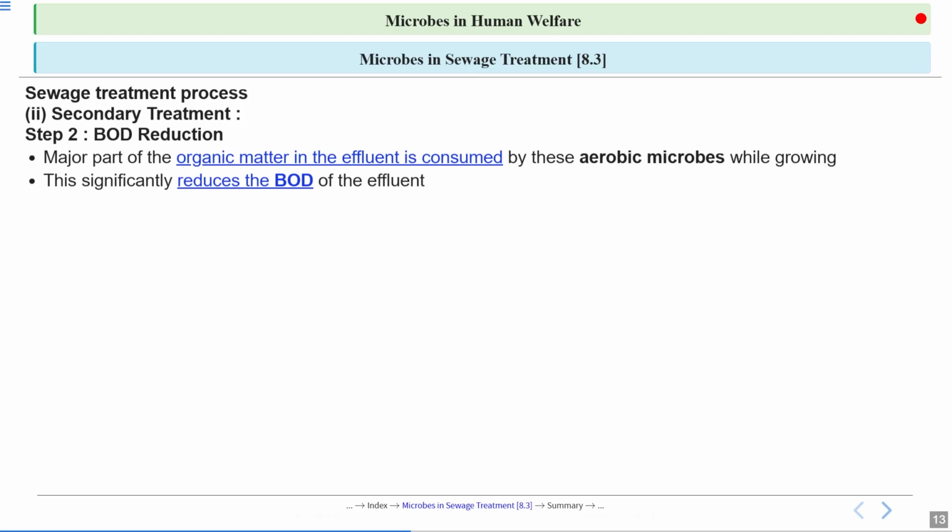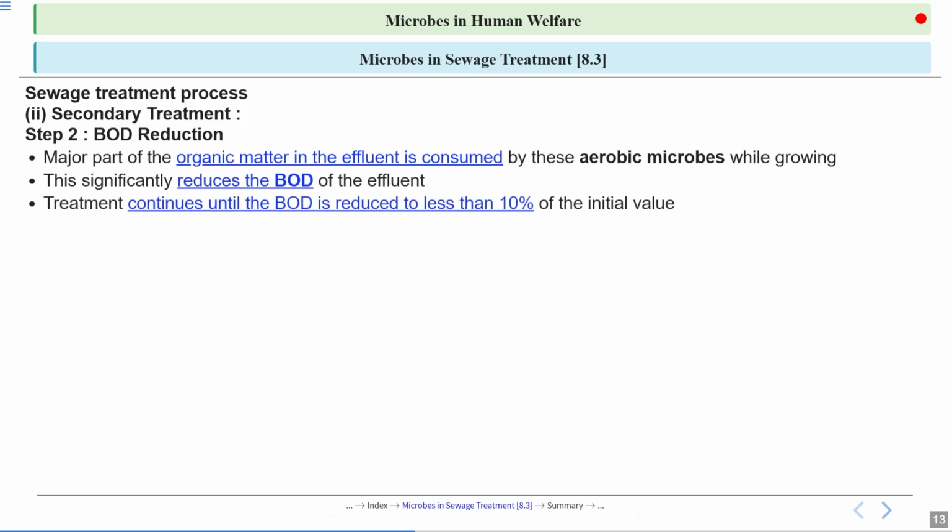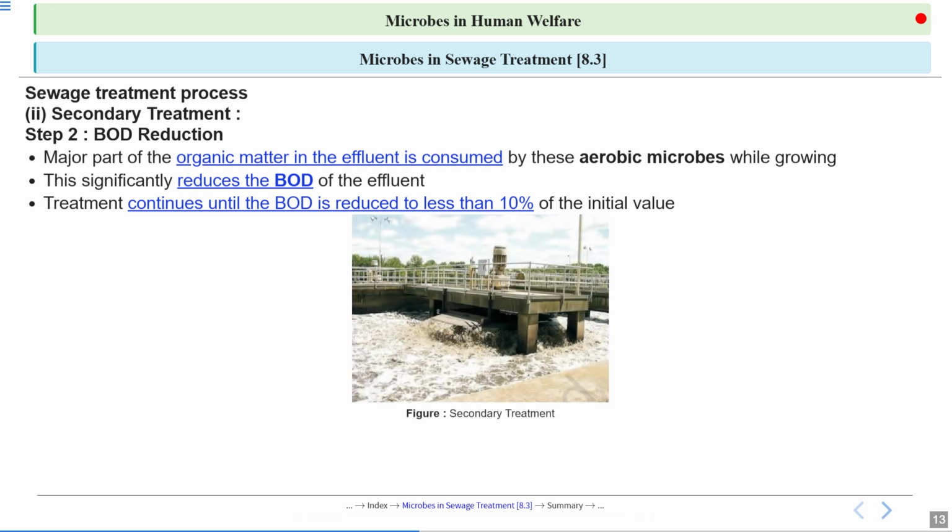As microorganisms break down the waste, the demand for oxygen will also decrease, means the BOD will decrease. So this process goes on until the water's pollution level is very low, means less than 10% of what it was at the start. Okay, this is clear.